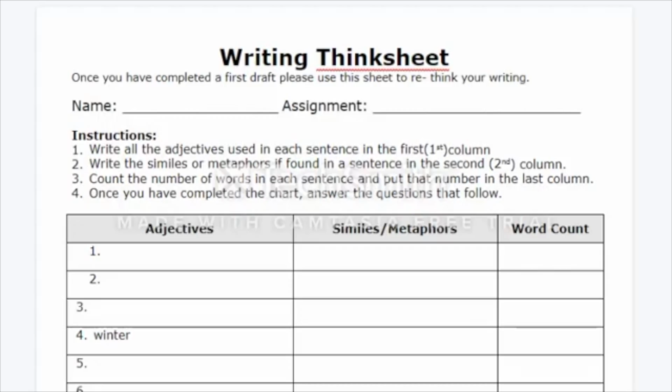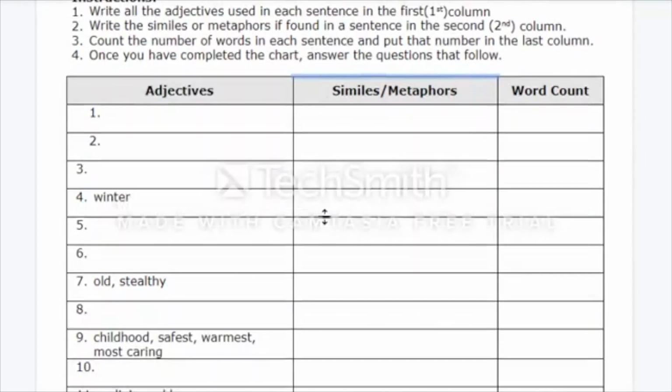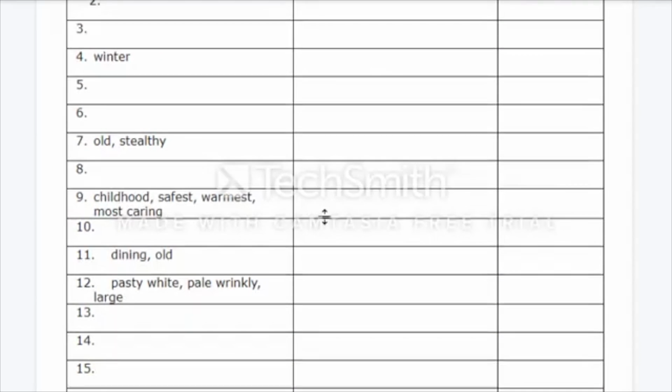After the recording of adjectives in this column, you'll see I've added numbers here for each of the sentences. And we're going on to the second column, which is similes and metaphors. And that's really only if you find those in a sentence. Flipping back to the piece of writing, down here, I think this is the 11th or 12th sentence. I've highlighted in green, like the folds of a large blanket. And so I will put that in here.